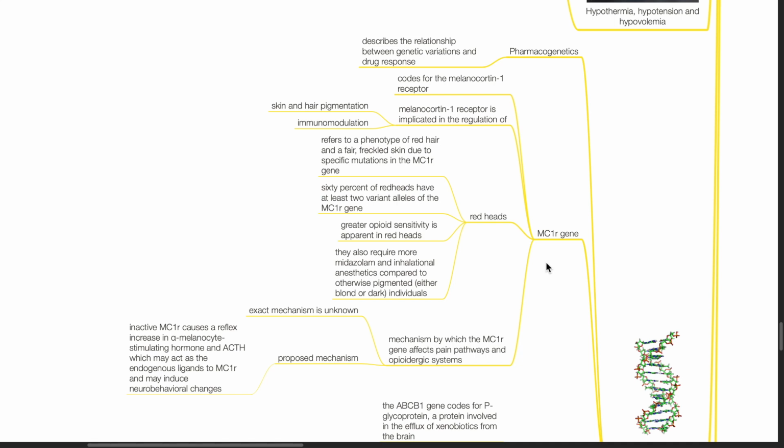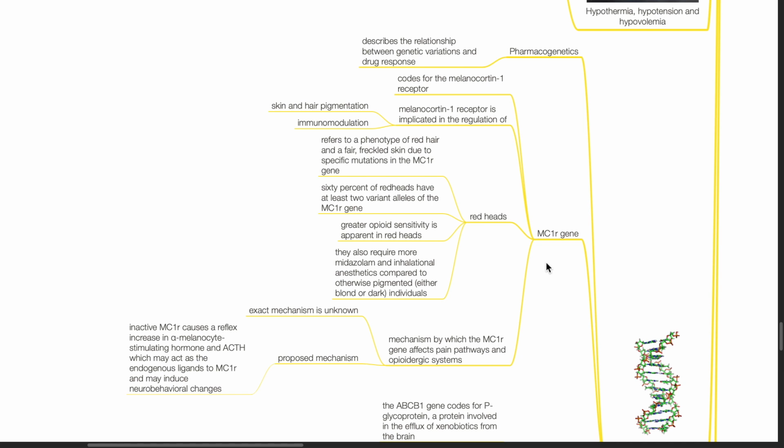Redheads refers to a phenotype of red hair and fair freckled skin due to specific mutations in the MC1R gene. 60% of redheads have at least 2 variant alleles of the MC1R gene. They have greater opioid sensitivity. They also require more midazolam and inhalational anesthetics compared to otherwise pigmented individuals.